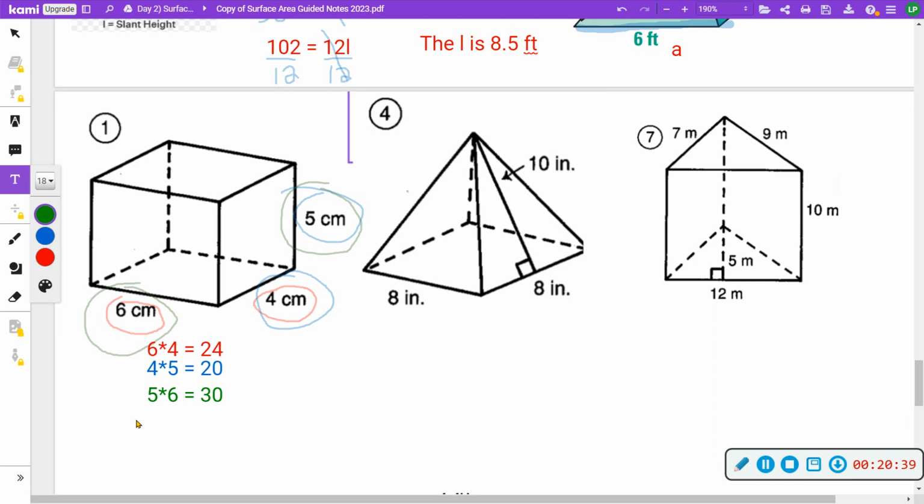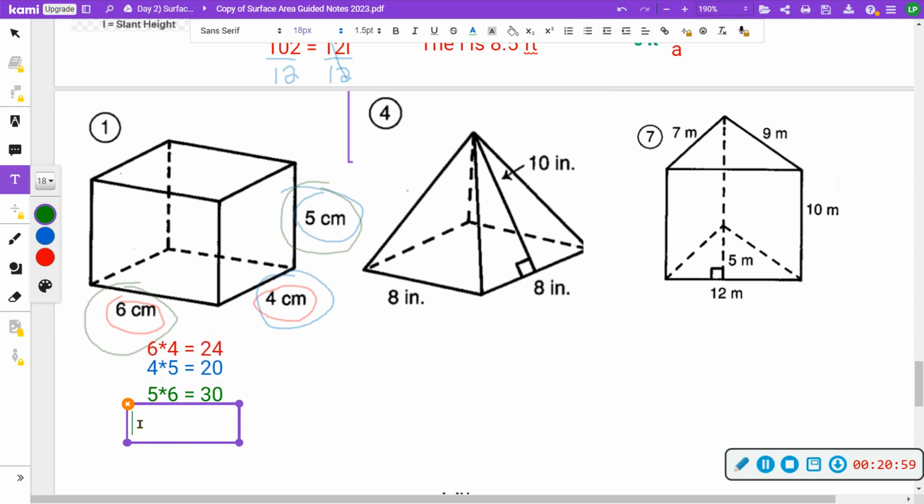And the reason why I multiply by 2 is because, like in this case, 6 times 4, that's the bottom. We have 2 of those. 4 by 5, that's the right side. We have a right side and a left side. 5 by 6, that's the front. We have a front and we have a back. So once you add all these up, you just multiply by 2, and the surface area would be 148 centimeters squared.